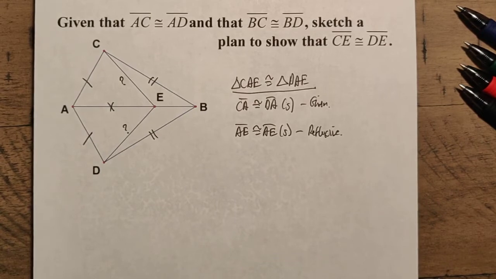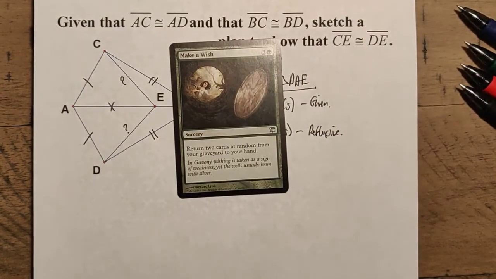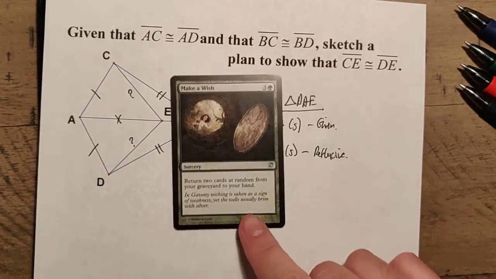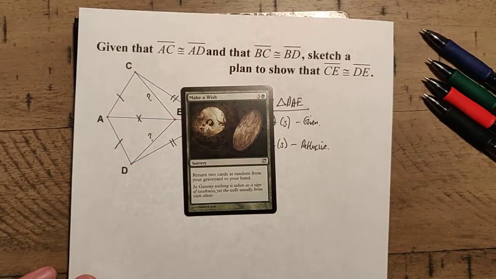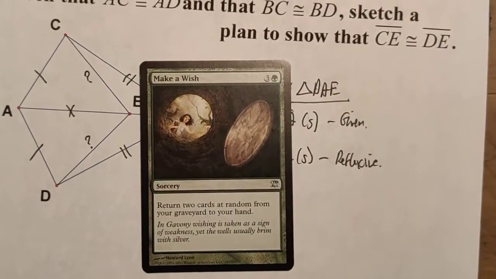Oh, hey, wait a minute. What's this over here? Perhaps one thing we can do is to return two cards at random from our graveyard to our hand. Now wait a minute, of course that doesn't make any sense. What I really want to focus on here, ladies and gentlemen, is this top part.